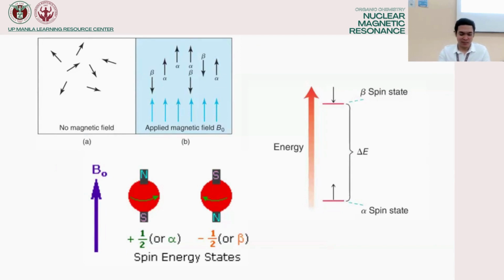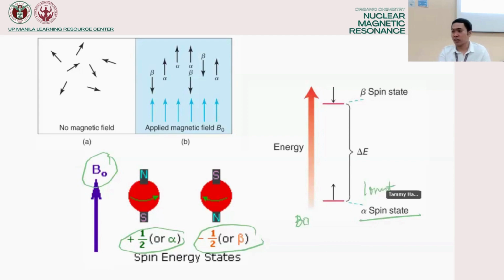As you can see, this is the direction of your magnetic field, and you have two rotations, either positive or negative. There's a difference in energies. Your alpha spin state is along your external magnetic field, and it has the lower energy state than your beta spin state, because it just goes along, you just follow the magnetic field. But if you're against it, you go to the beta state. That's why it's higher in energy.